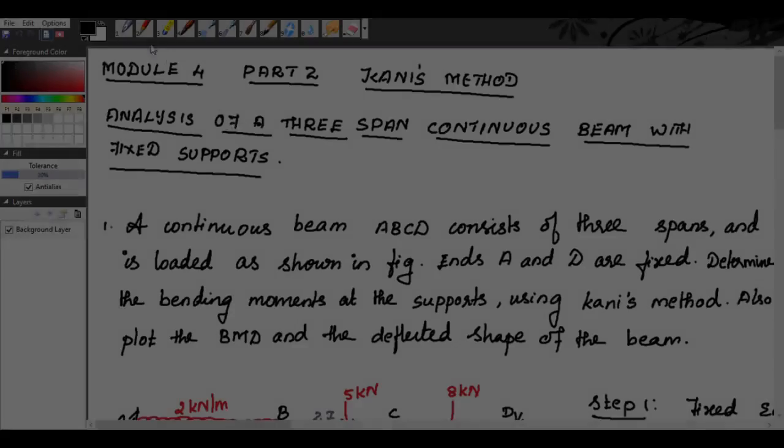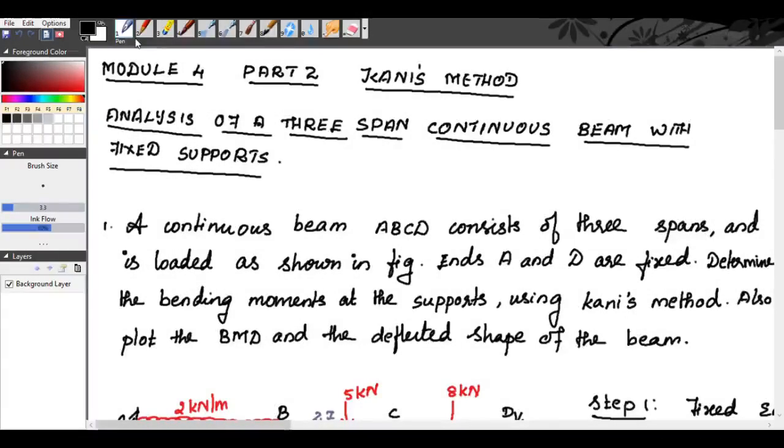Welcome everybody once again. So we are in our fourth module, that is Kani's method. We are studying how to analyze indeterminate structures using Kani's method. So in the last class we saw what is Kani's method and about the procedure, how to analyze a continuous beam using Kani's method. Today we will solve a problem. So this is our first problem.